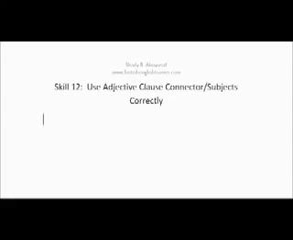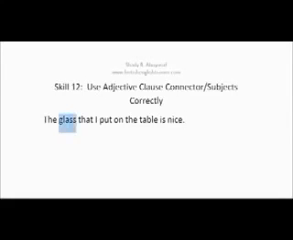Now look at this one. The glass that I put on the table is nice. Now let's analyze this sentence together here. Look, we've got the glass, that's a subject, fantastic. And then we've got is, which is a main verb here. Let's give it another color, that's it. So I've got the glass that I put on the table is nice.